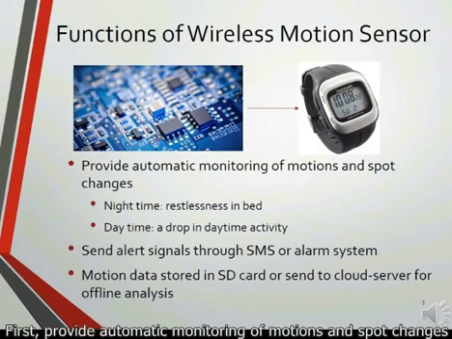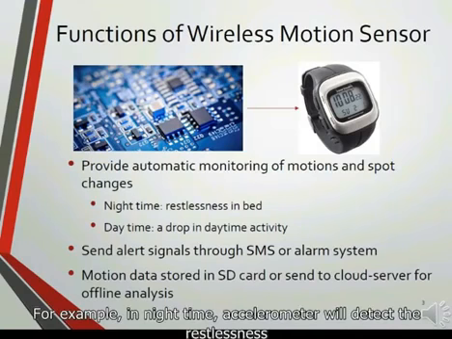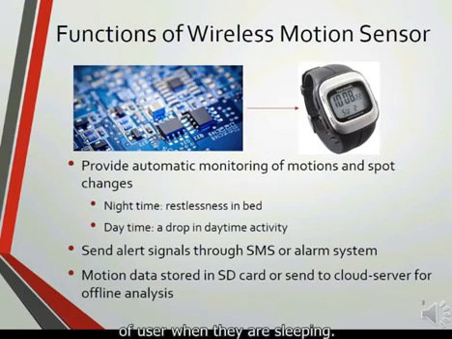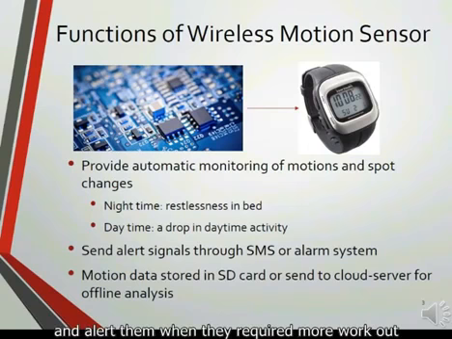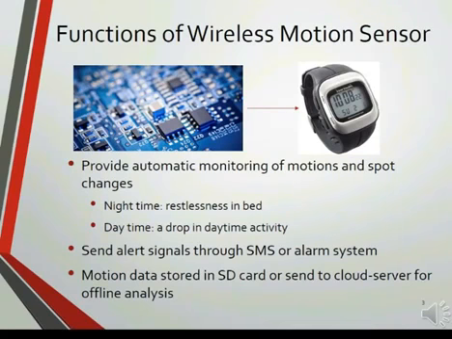First, provide automatic monitoring of motions and spot changes. For example, at nighttime, an accelerometer will detect the restlessness of users when they are sleeping. In daytime, it will monitor their motion activities and alert them when they are required to have more workout.